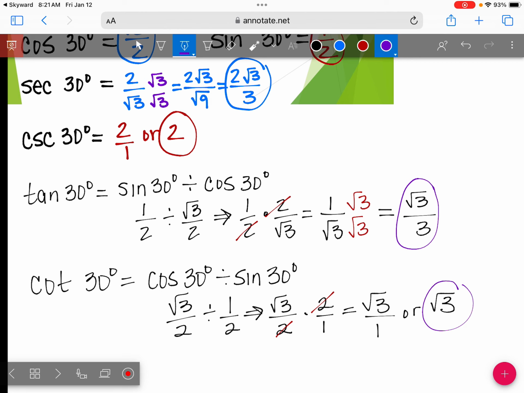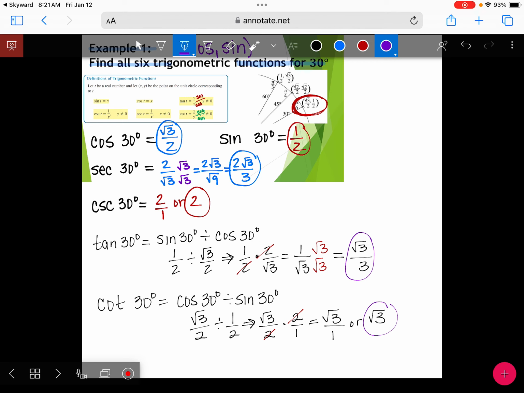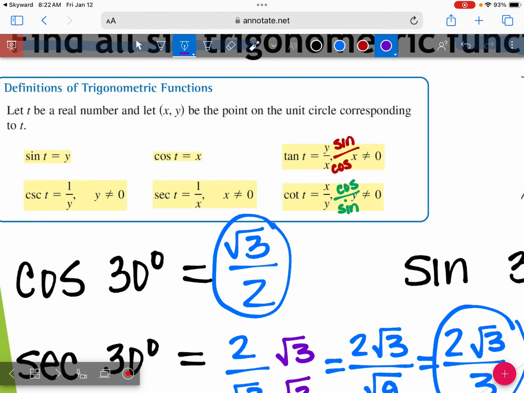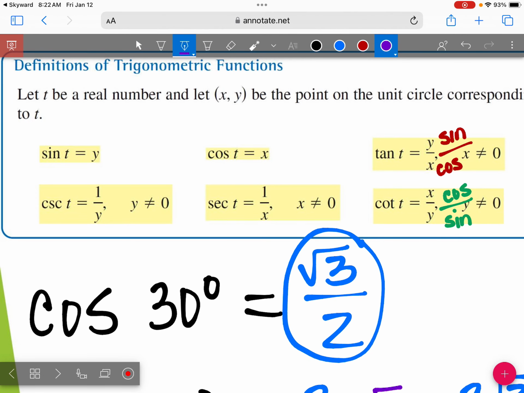We have made it through the first example, and this is just a taste of what we're going to be doing for chapters 6 and 7. So does anyone have any questions about how we found all 6? Remember, the first two, sine and cosine, are just the ordered pairs. Secant and cosecant, you have to flip. Tangent and cotangent, you have to divide. And I don't know if I had you write that on this little handout that I had you glue down. Yeah, I did?